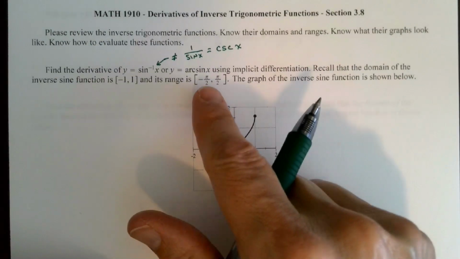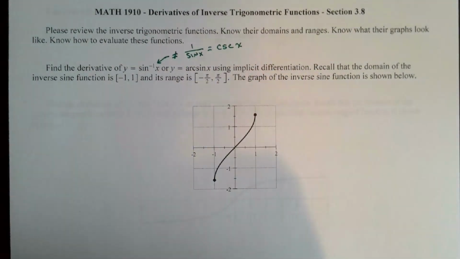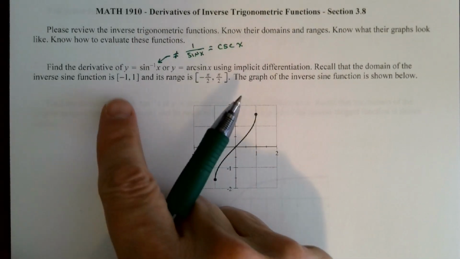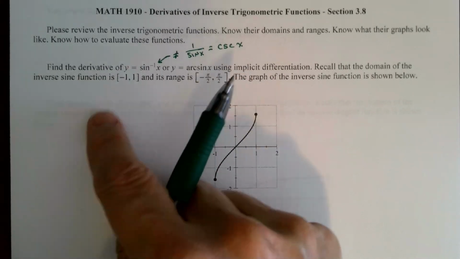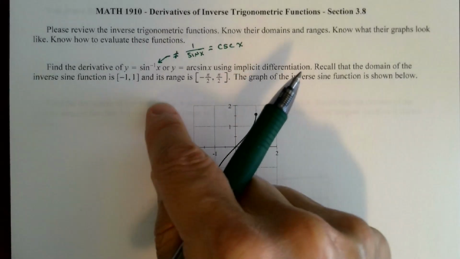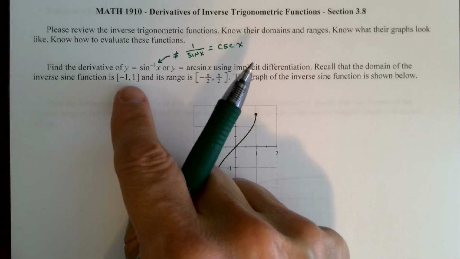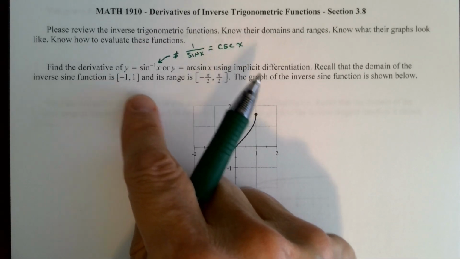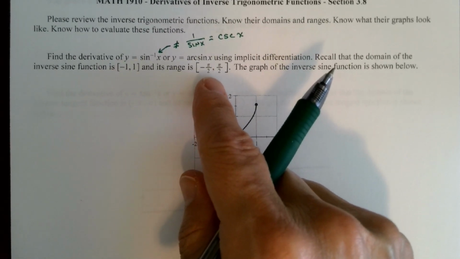Okay, so we're going to find the derivative of this function using implicit differentiation. The domain of the inverse sine function is -1 to 1. Notice that's the same as the range of the sine function. Remember, the sine function bounces between -1 and 1 as outputs. And that's, of course, how inverse functions work. The range of our function is equal to the domain of the inverse function. The range of the inverse sine function is -pi halves to pi halves.